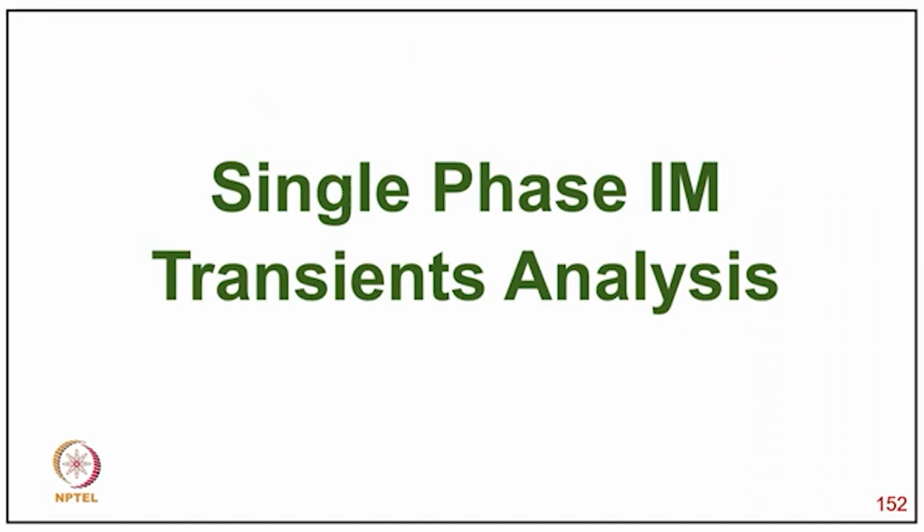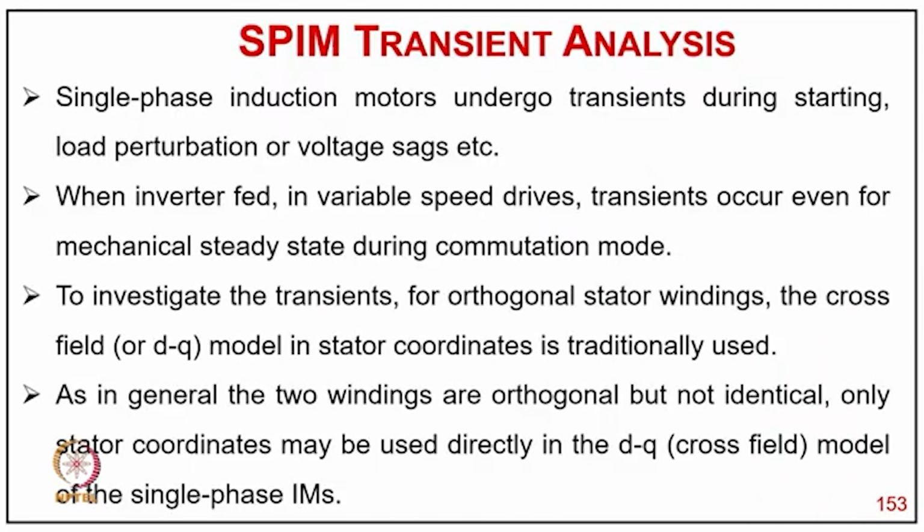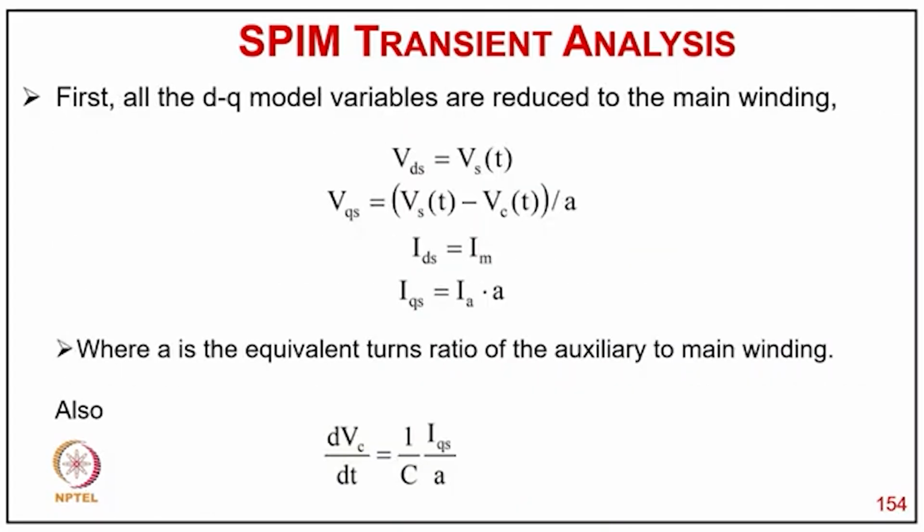Now coming to single phase induction motor transient analysis. A single phase induction motor undergoes transients during starting, load perturbation or voltage sag. When inverter fed in single phase variable speed drives, transients occur even during commutation mode. To investigate the transients, the orthogonal stator winding cross field or DQ model in stator coordinates is traditionally used, and in general the two windings are orthogonal but not identical. Only stator coordinates may be used in the DQ cross field model of the single phase induction machine.